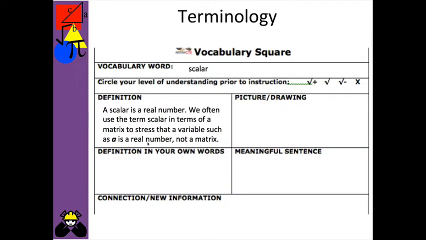Welcome back. So our one word for today is scalar. In the world of matrices, there's 2 things. We have scalar numbers, which are just real numbers. We use the term scalar in terms of a matrix to stress that it is a real number, not a matrix. So 5 is a scalar, 1/2 is a scalar, 0 is a scalar.